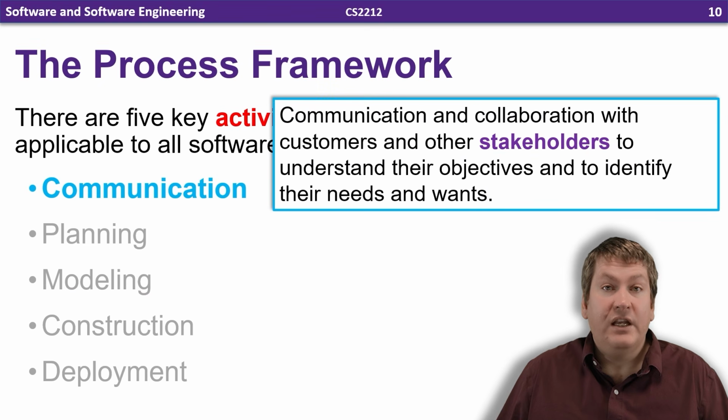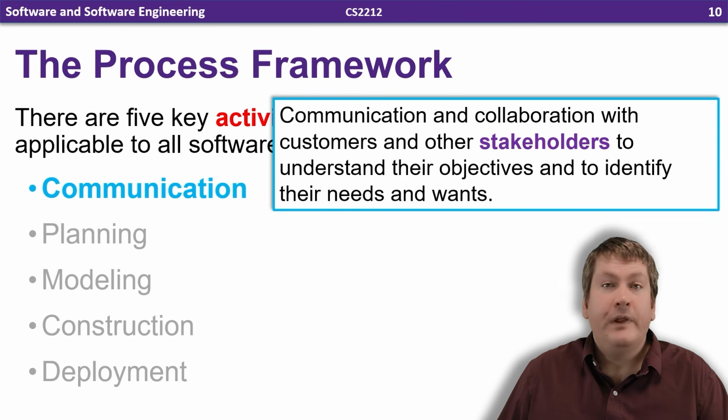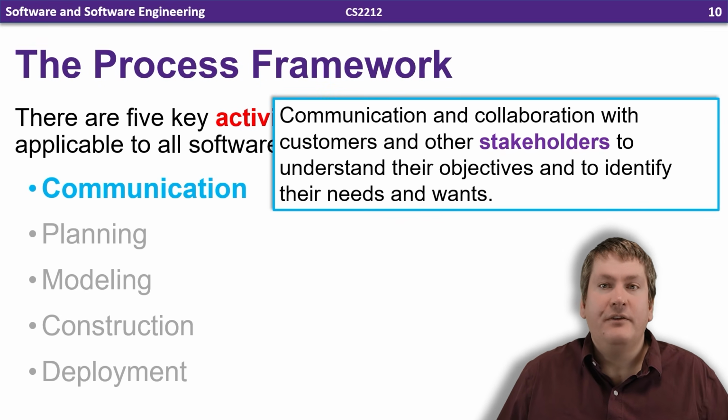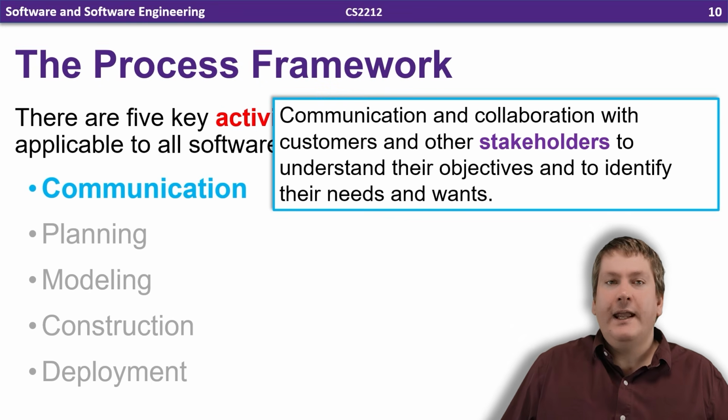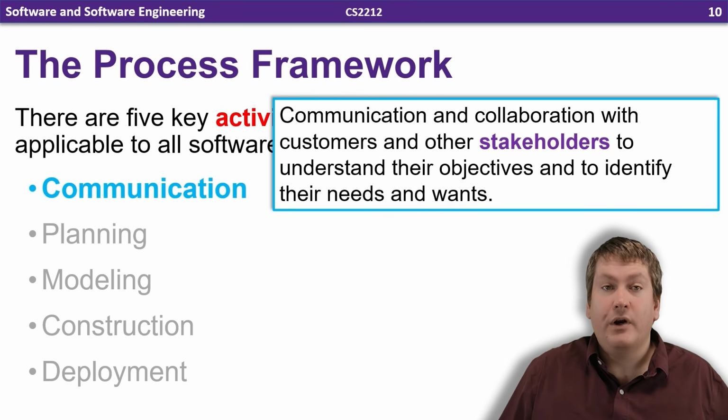First is communication. This activity includes all actions related to communication and collaboration with the customer and other stakeholders. The main goal is to understand their objectives, requirements, and wants for what is going to be created. This is a critical part of the project, as these requirements you gather will become the features and functions of the software. Getting it wrong or misunderstanding a requirement can negatively impact the whole project.